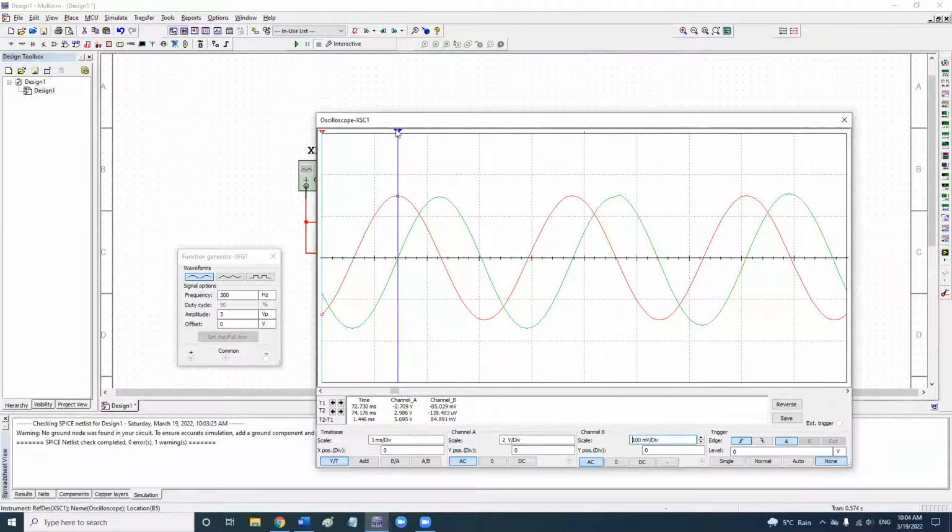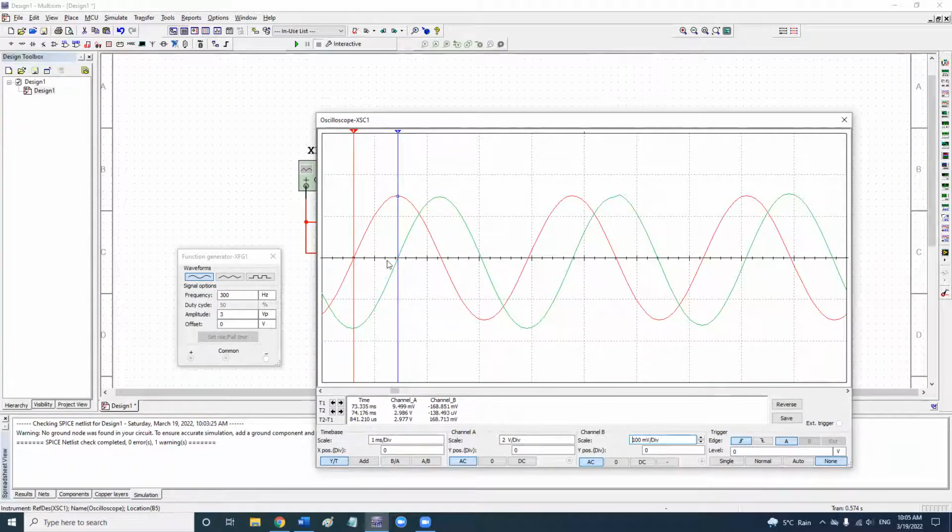Remember, there's a 2 on top. This means it's giving you the T2 points, 74,176 milliseconds from here to here. And now move your 1 to where the red zero crossing. Okay, it's giving you 841,210 milliseconds.